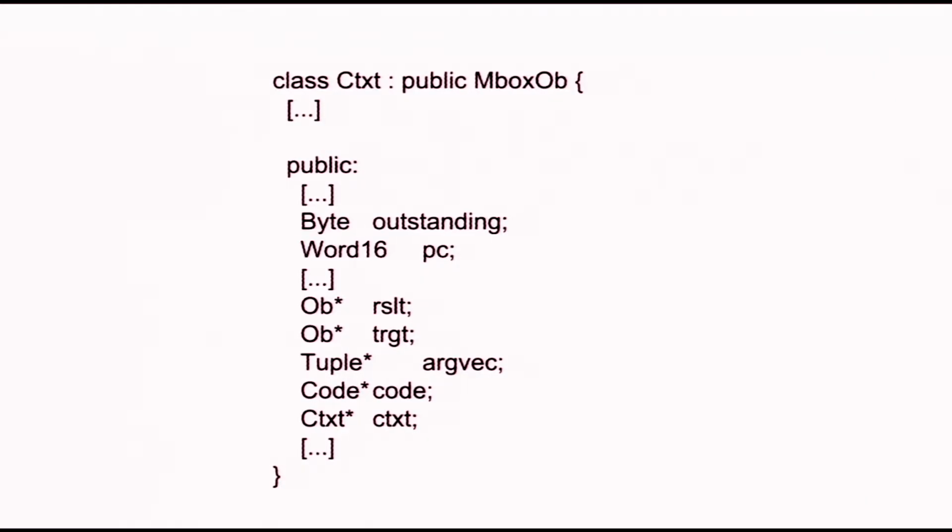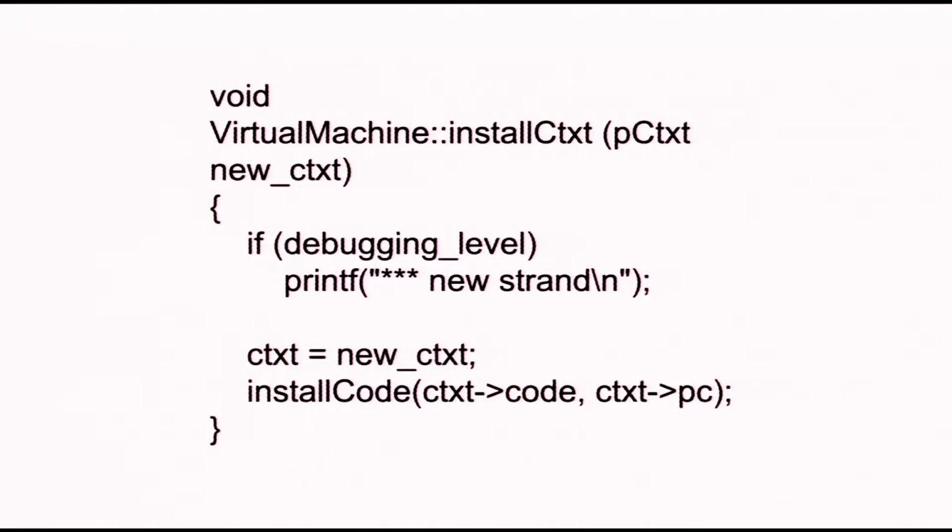So for the C++ people in the audience, this is how a C++ implementation of a context looks. For those of you who are not, don't worry about it. There's some data in here. We've got a program counter, which tells us where we're executing within that context piece of code. We have an outstanding count that tells us how many data values are still required for this to be able to execute. We have a result, we have a target, we have our arguments, and we have the code that is associated with this context, and the parent context. Once you have a context, the code is compiled, and the arguments are ready, you install it into the virtual machine.